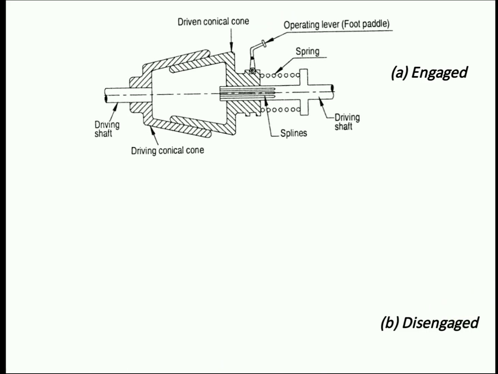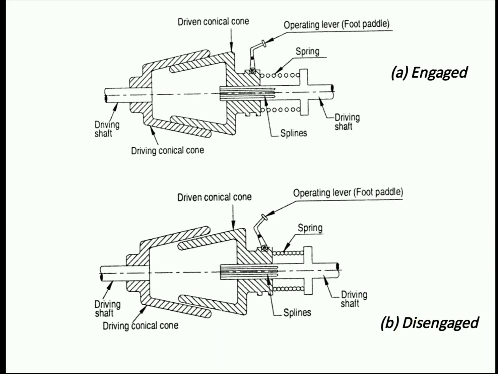Now let's move to the next type of clutch. Also you can see the engaged and disengaged positions. So this is the engaged position of the cone clutch and the disengaged position of the cone clutch, in which there is a gap between these two cones, and as there is a gap, it won't transmit the power from one shaft to another shaft, and it requires very large effort to separate these two cones.